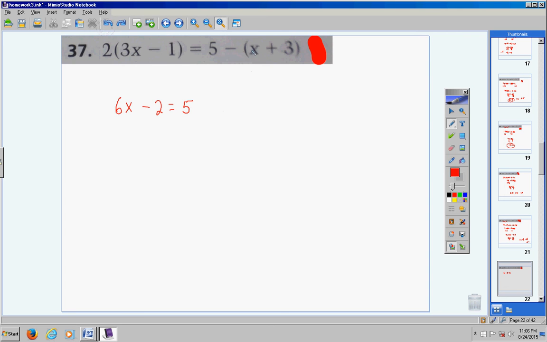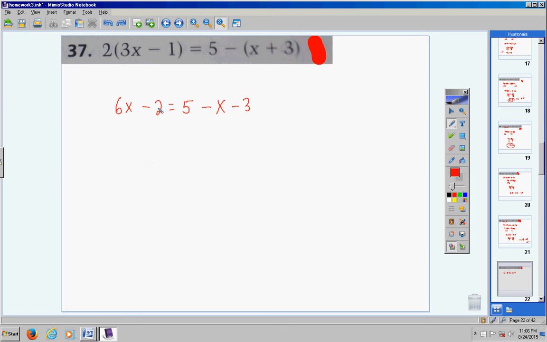Negative times a positive is negative. Negative times a positive is negative. There we go. Okay, and now the parentheses are gone, just like when you multiplied the 2 through. Same thing up here. Take the negative sign or negative 1, however you want to look at it, multiply it through, and your parentheses are gone. So let's simplify. Step 2, let's eliminate fractions or decimals. I don't see any. Step 3, let's simplify both sides.